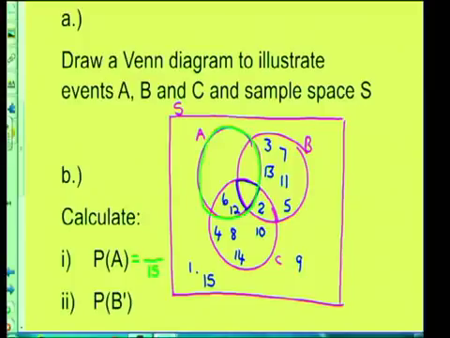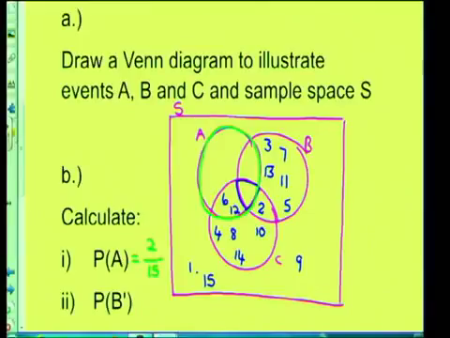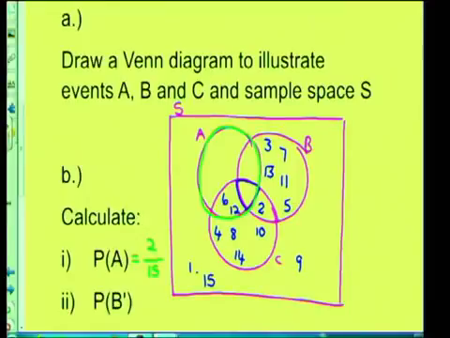I can only see 2 elements in set A. So I can say the probability of A is 2 over 15. Now, the next one says the probability of not B. So in other words, it can be anything else but not in B. So in that case, let's highlight the not B in orange.